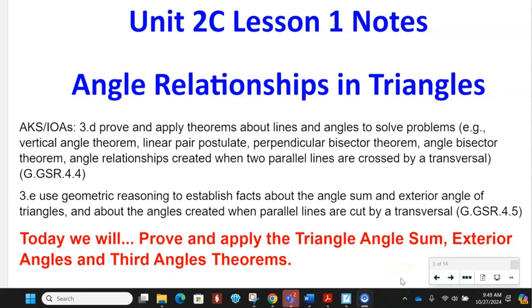So in this lesson today, we're going to talk about angle relationships in triangles. We're going to be using AKS 3D and 3E. By the end of today, we will be able to prove and apply triangle sum, exterior angles, and third angles theorems.